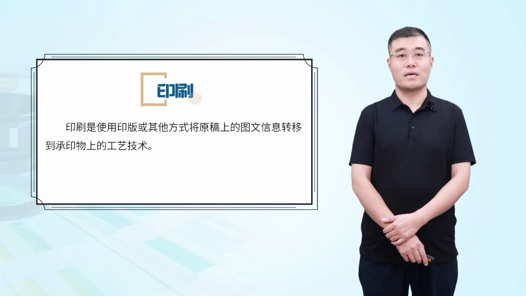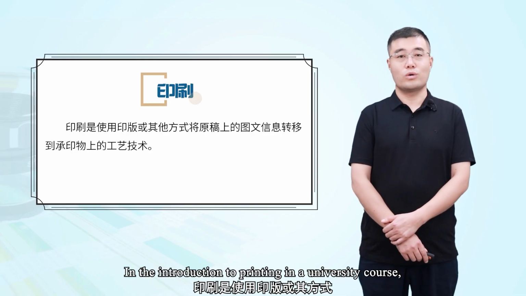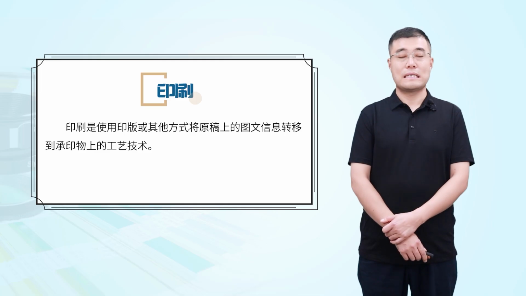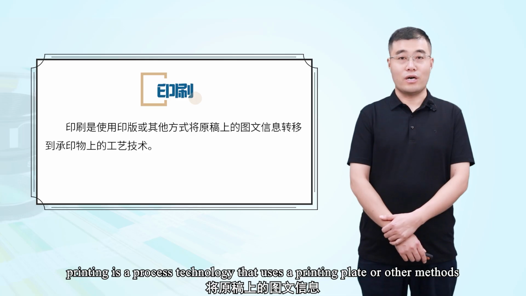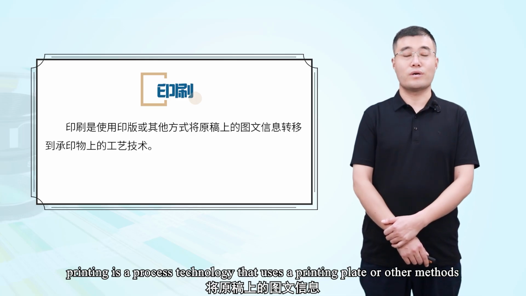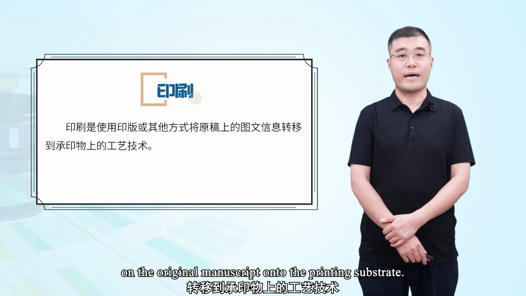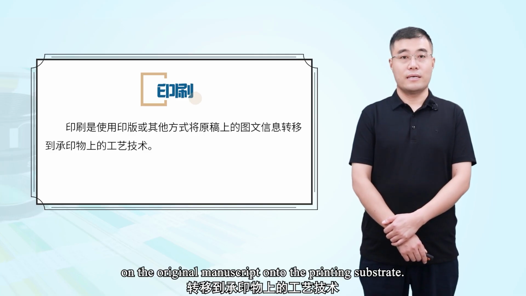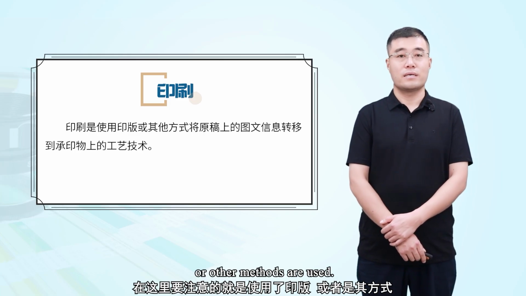1. Printing. First, let's take a look at what printing is. In the introduction to printing in a university course, it should have been introduced that printing is a process technology that uses a printing plate or other methods to transfer the graphic and text information on the original manuscript onto the printing substrate. It should be noted here that either a printing plate or other methods are used.